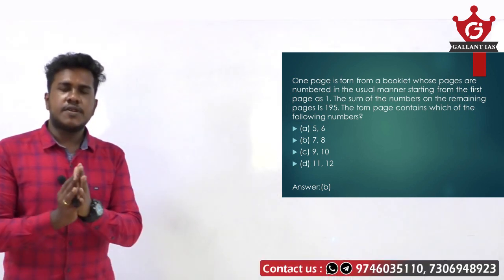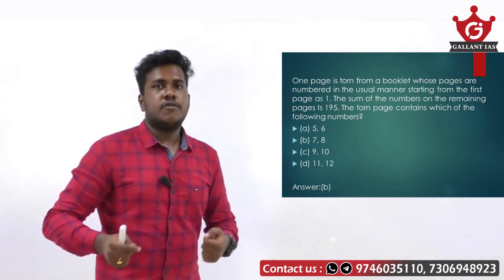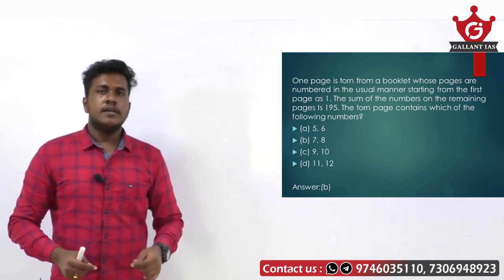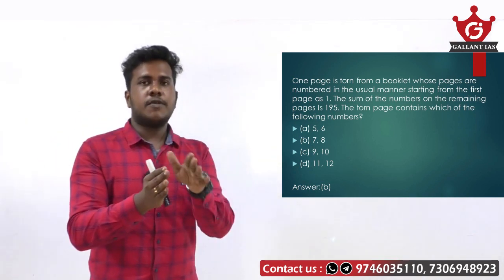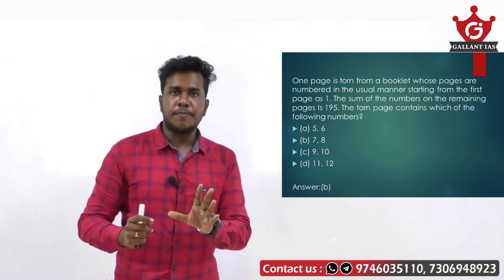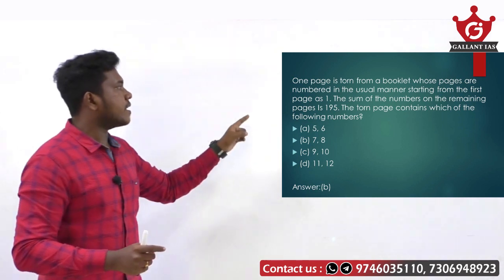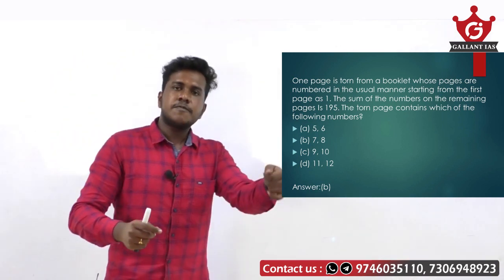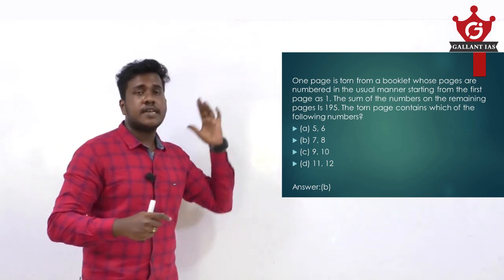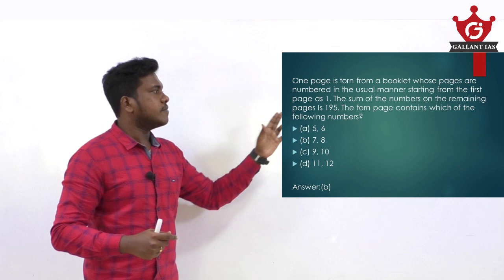Okay, so there is actually a book with a certain number of pages, and one paper is torn out. One paper torn out means you are actually losing 2 pages, right? On both sides you have 1 page each, so you are losing 2 pages. And it is said that the sum of the numbers of the remaining pages is 195. So after tearing that page out, the remaining sum is 195, right? So we need to find the torn page, which of the following numbers.